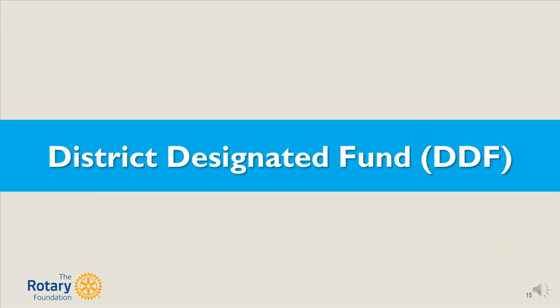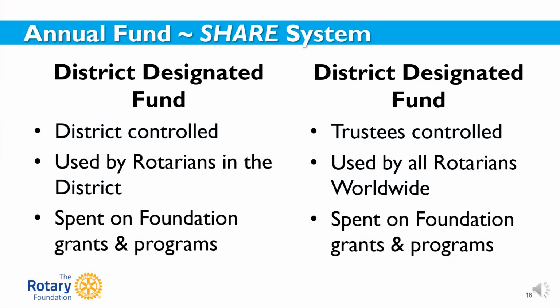Let's spend a few minutes talking about District Designated Funds, or DDF. When you contribute to the annual fund, a portion of your gift comes directly back to the district. Say you give a gift of $100 to the annual fund. For 3 years, your contribution is invested by the Rotary Foundation. At the end of the 3 years, the principal is made available for funding for Rotary projects.